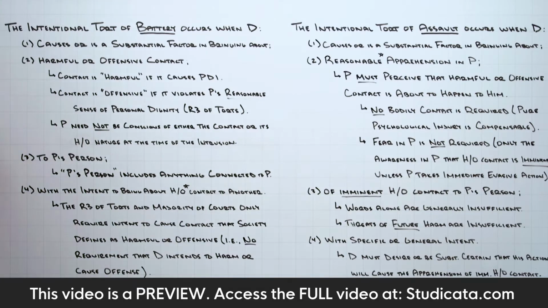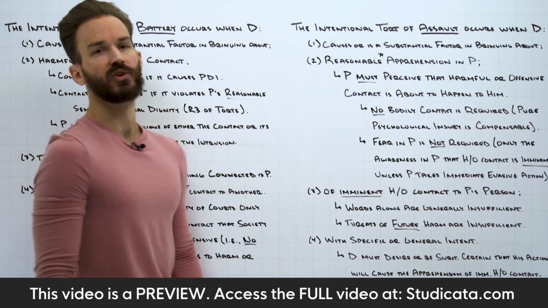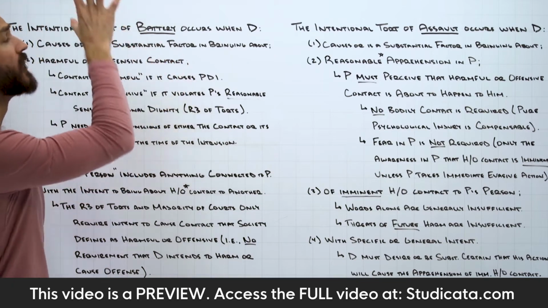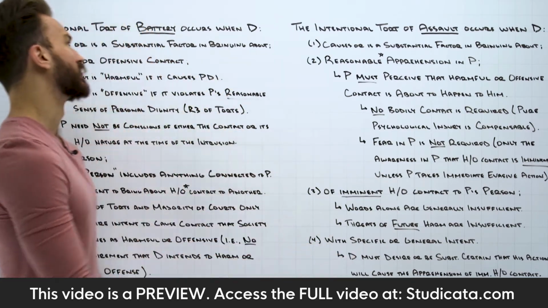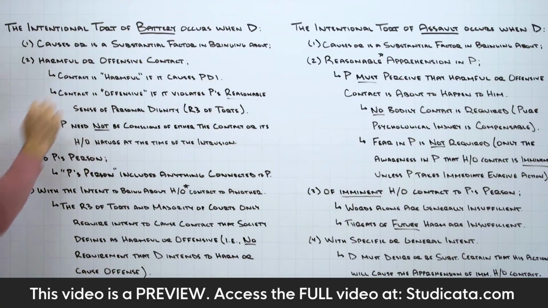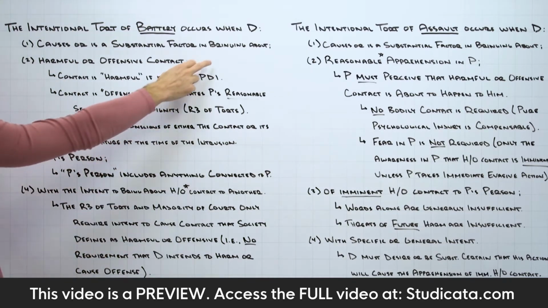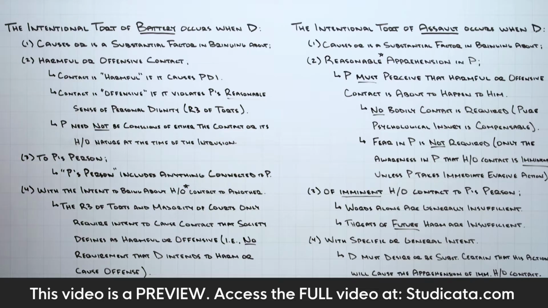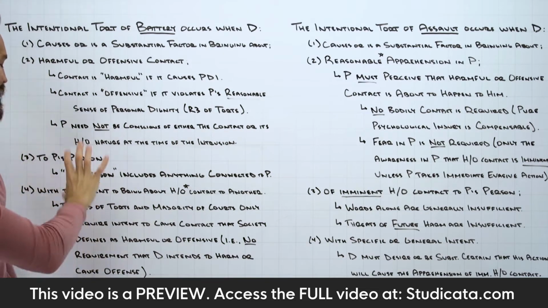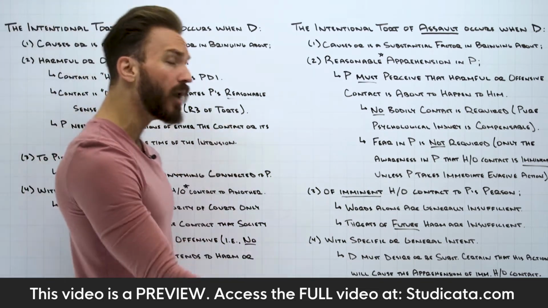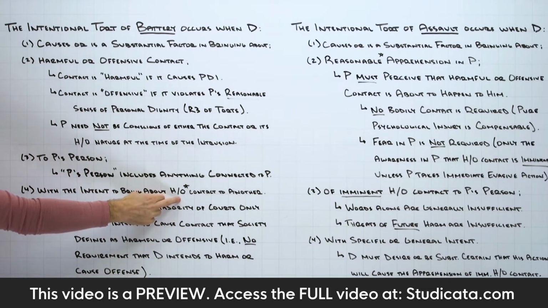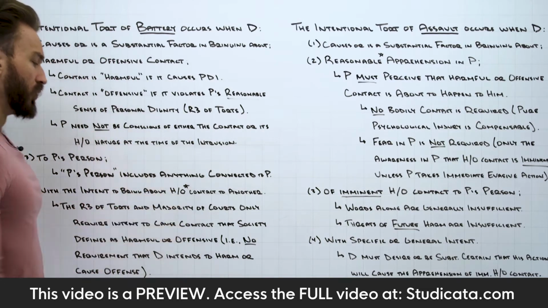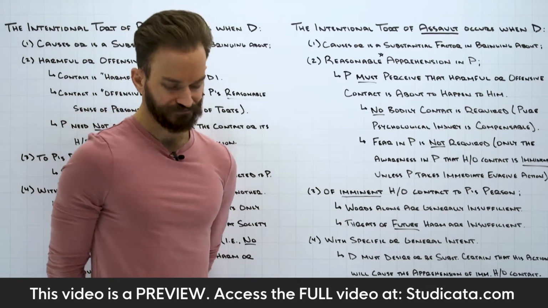which takes us to our last element, which is intent. Of course, we're thinking about the intentional tort of battery. All of this has to be done with intent, right? The intentional tort of battery occurs when the defendant causes or is a substantial factor in bringing about harmful or offensive contact to the plaintiff's person with the intent to bring about harmful or offensive contact to another. And I have a star here drawn on harmful or offensive contact.